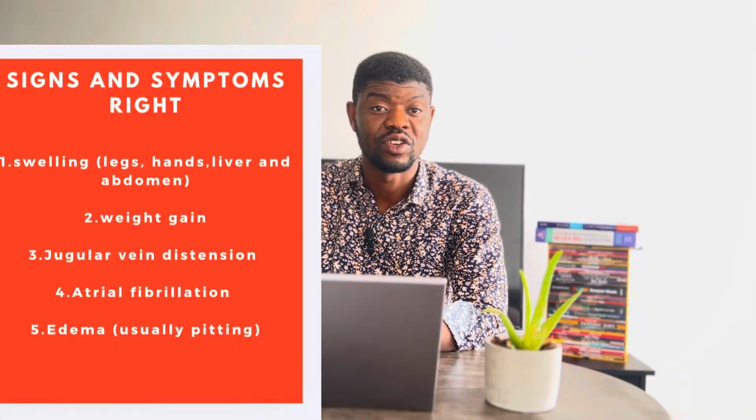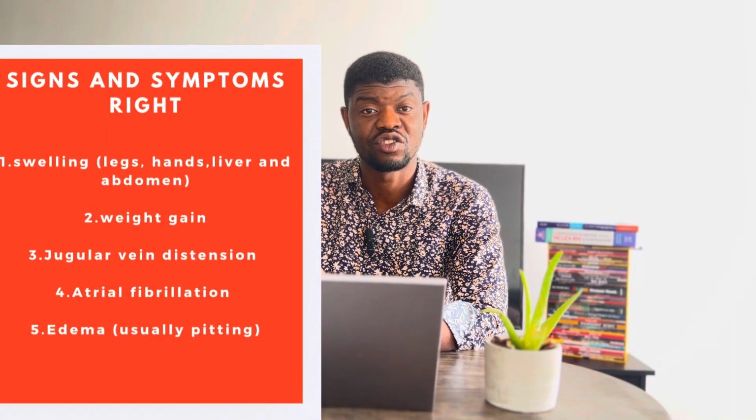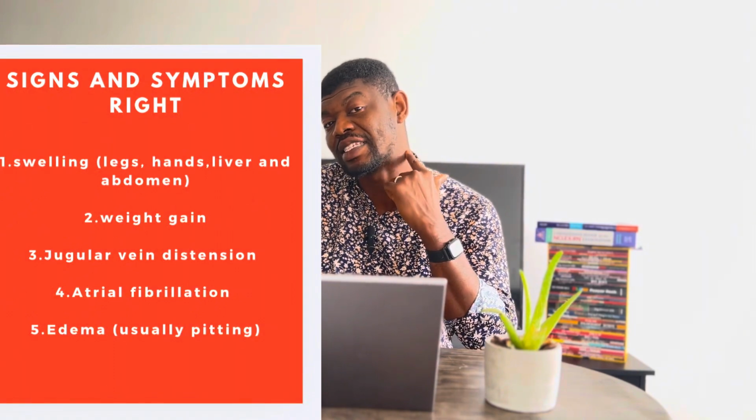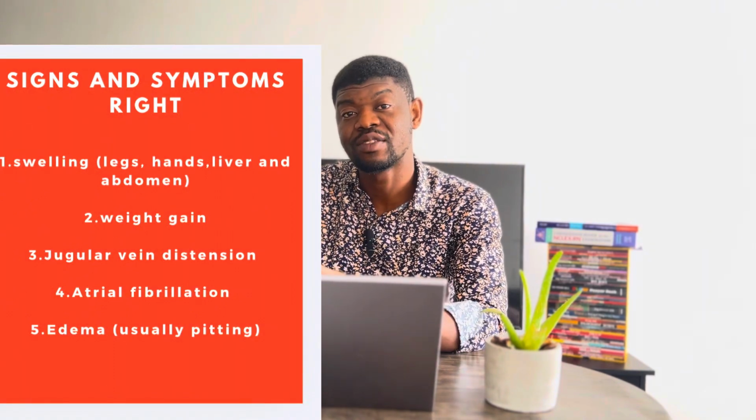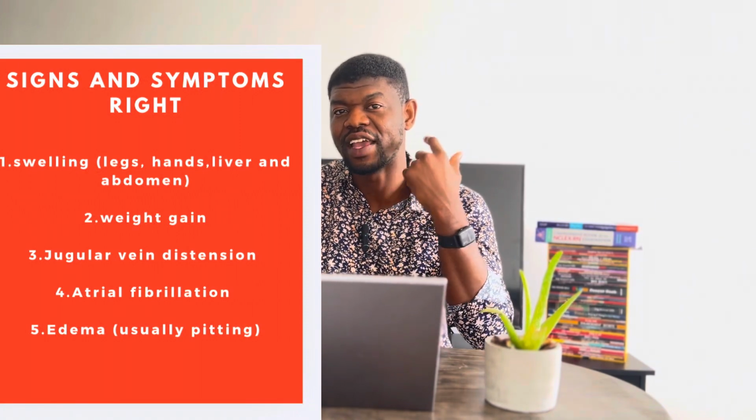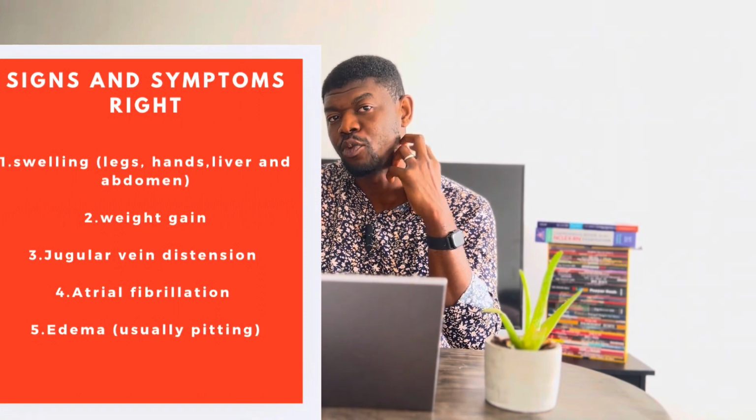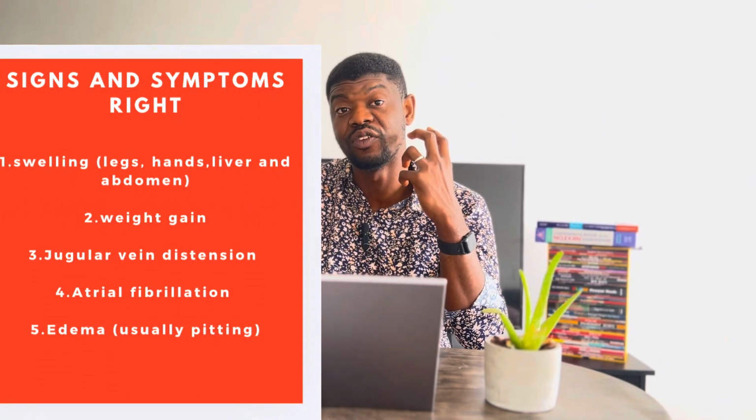We mentioned that there is a backup of blood in the periphery. So usually you find swelling in the legs, in the hands, in the abdomen, and sometimes in the liver. There's usually weight gain. There's also what we call jugular vein distension. Jugular veins are usually seen on the side of the neck, and because there's a backup of blood into the periphery, and the jugular veins carry blood into the right atrium, you realize that this one becomes a bit bulgy and it's very visible for you to see.